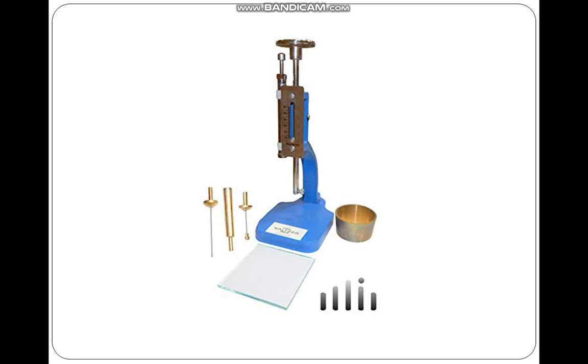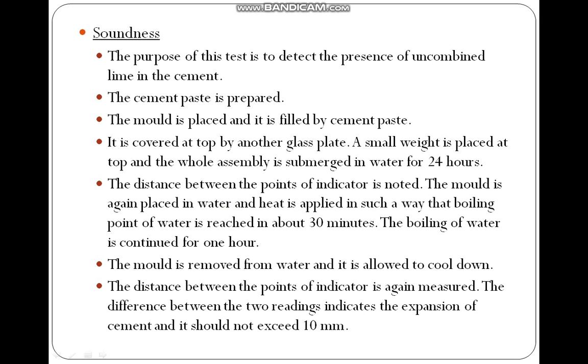So this is the annular ring with collar, and this is used for final setting time. This is used for initial setting time, and this plunger is used for consistency test.